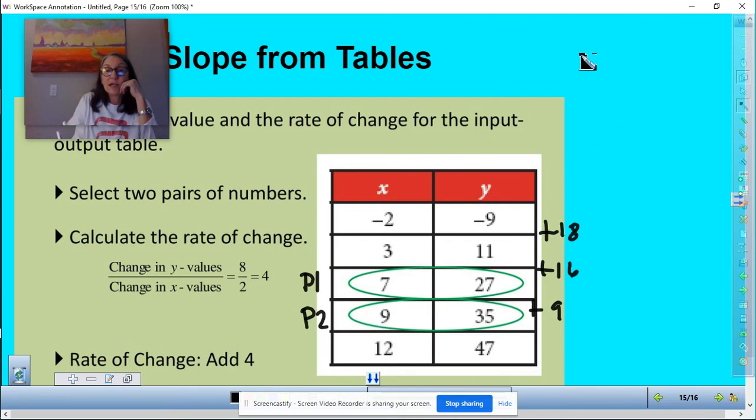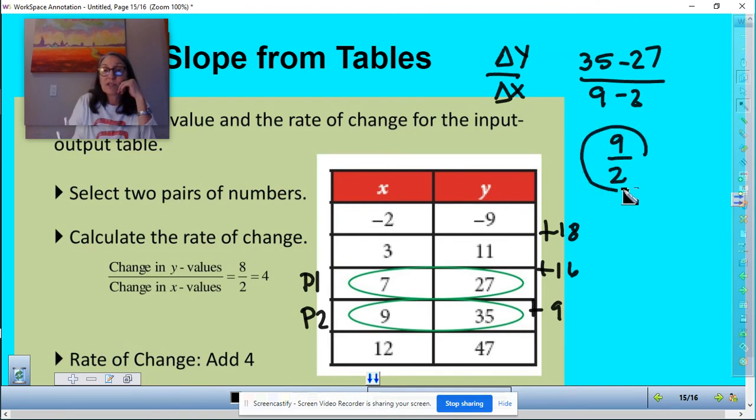So I would end up saying 35 minus 27, which represents my change in y. I would take 9 minus 2, which represents my change in x. Do the math here. I get 9 over 2. I have a slope of 9 over 2. I sure hope I did the math correctly. I didn't do the math correctly. That's not 9. I hate when that happens. It's, oh my gosh, it's 8. The slope is 4.